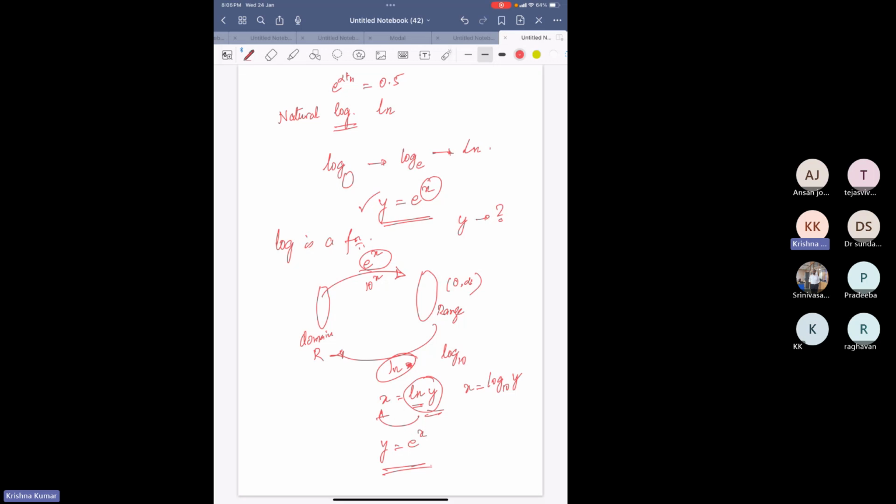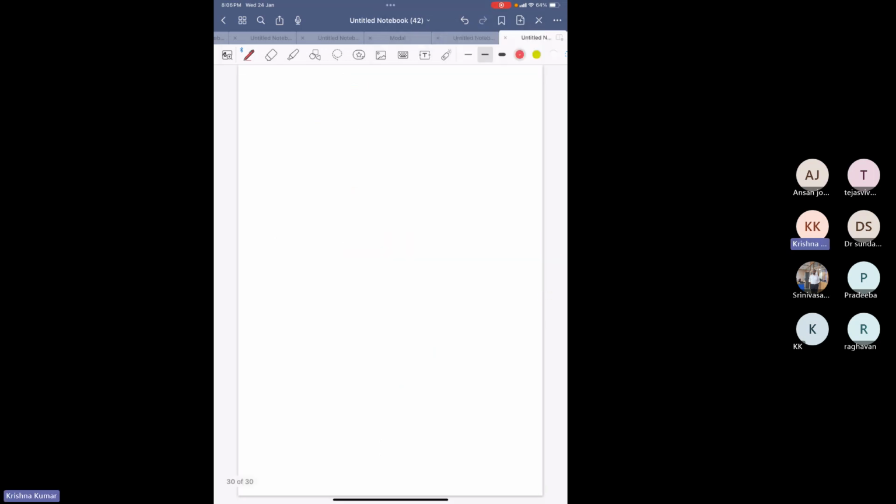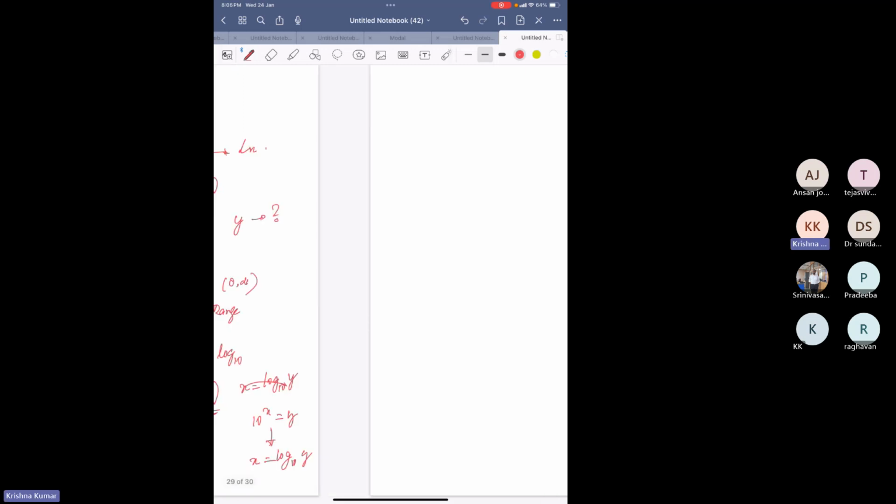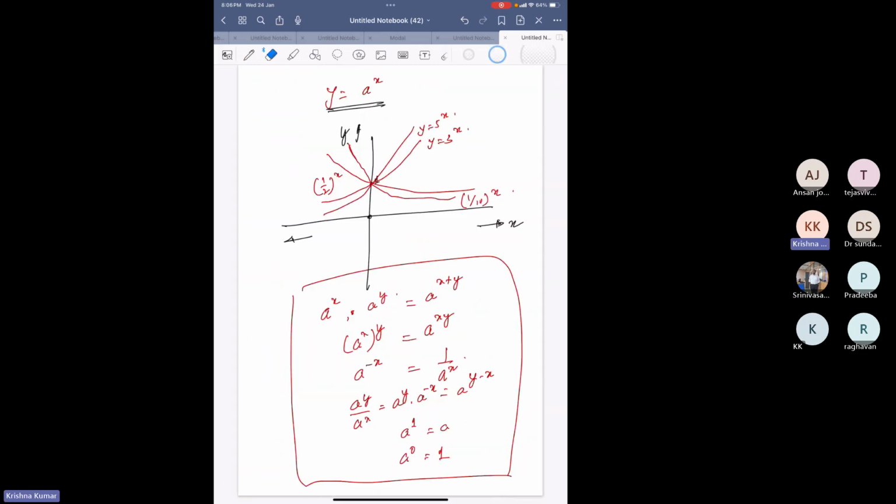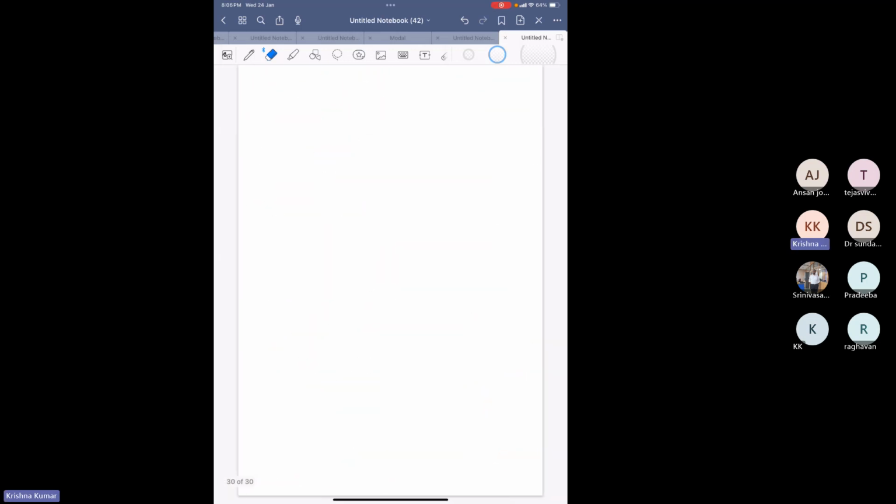It is something like this: x will come and sit between the two, so that 10 power x is equal to y. I can go back to x is equal to log y. Clear? It is nothing but an inverse function which helps me to go back. Because I had written down earlier that a power x into a power y is equal to a power x plus y, and so on, similarly I can show that logarithm also has some rules.